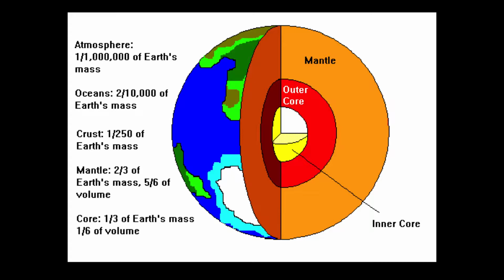Similarly, in terms of volume, the crust is very small. The crust has 1/100th, or 1%, of the Earth's volume. The mantle has about 5/6, or 83%, of the Earth's volume. And the core has 1/6, or 16%, of the Earth's volume.